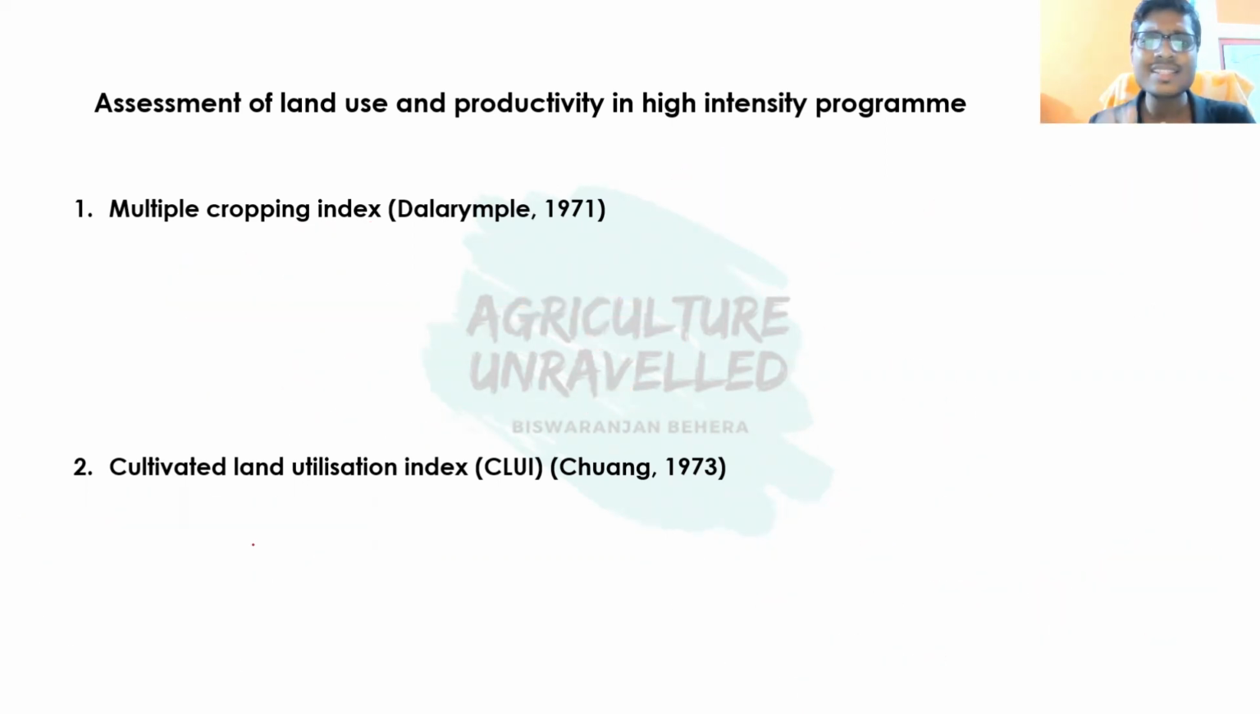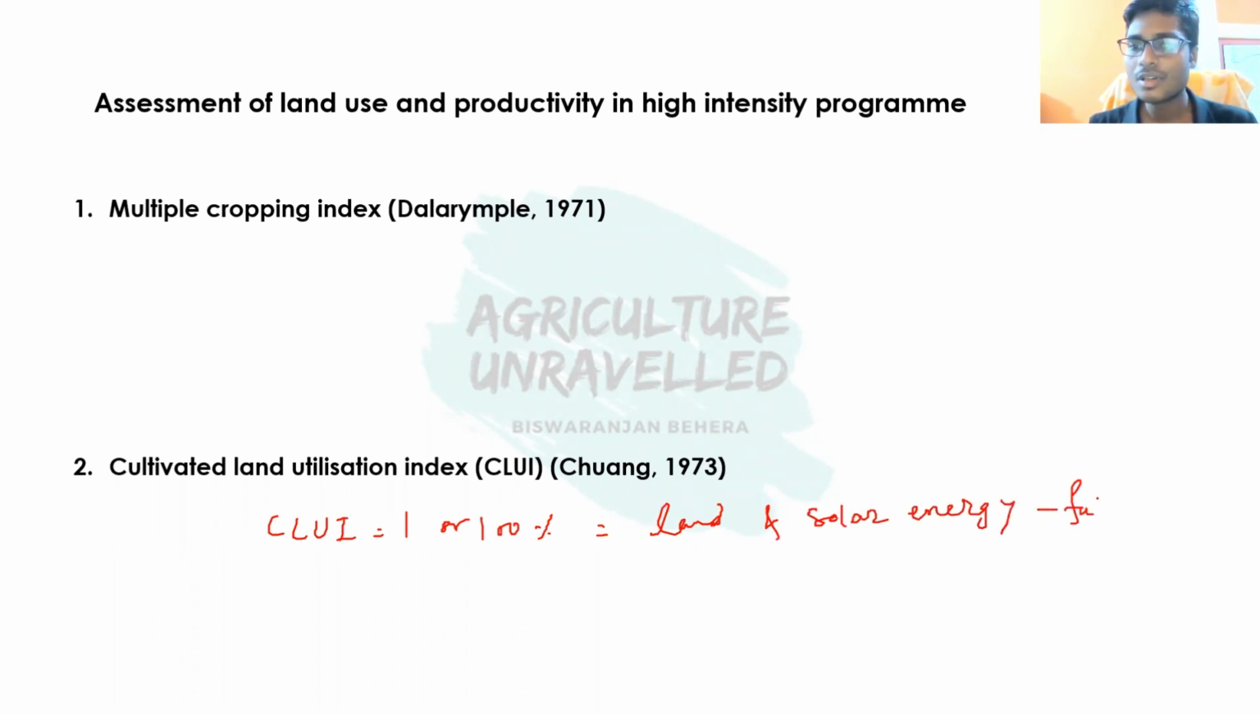Then what does this CLUI signify? If the CLUI is 1 or 100%, then it indicates that the available land and solar energy are fully utilized.